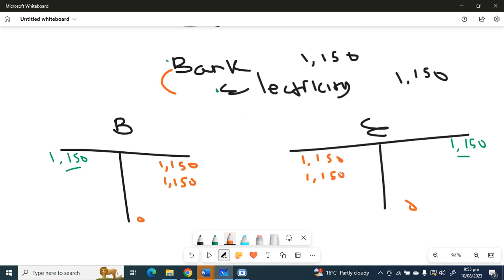Once you double it like this, where you credit bank 2,300 and debit electricity 2,300, first you've corrected the error, and then you've left the correct transaction where you have paid by bank 1,150 and we have to debit electricity 1,150. I hope I was clear. Are there any questions?